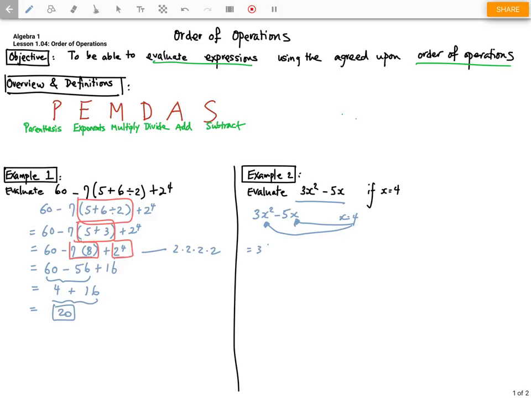So we do 3 times 4 squared minus 5 times 4. That becomes 3 times 16 minus 5 times 4 is 20. 3 times 16 is what? 48. Then minus 20. And then 48 minus 20 is what? 28. Awesome.